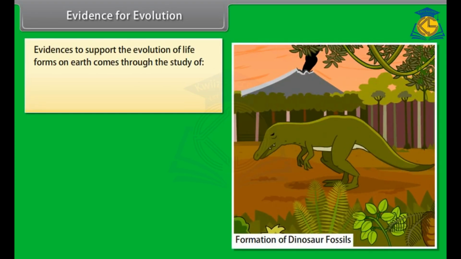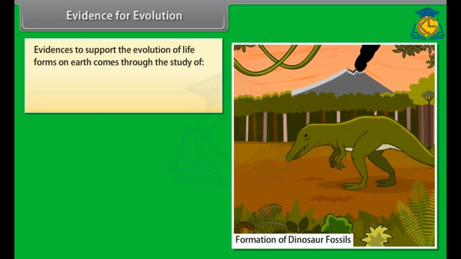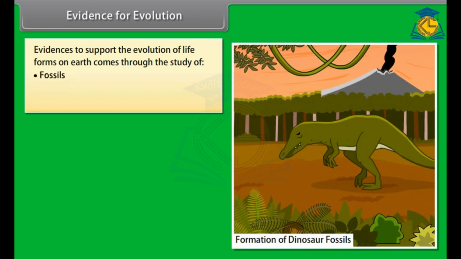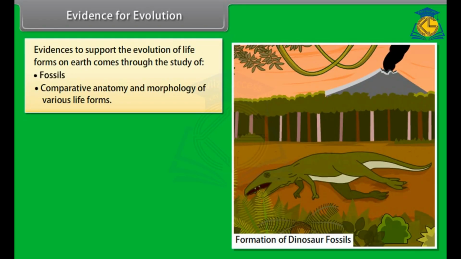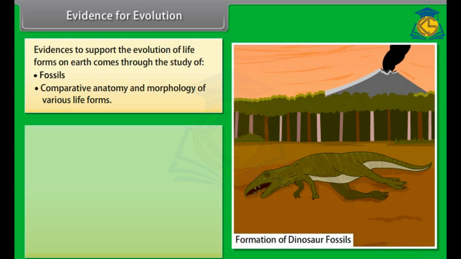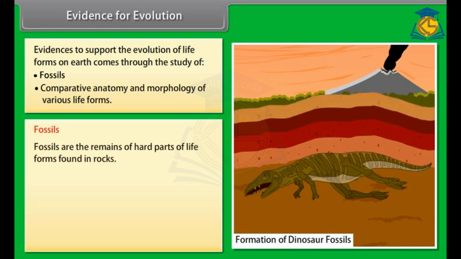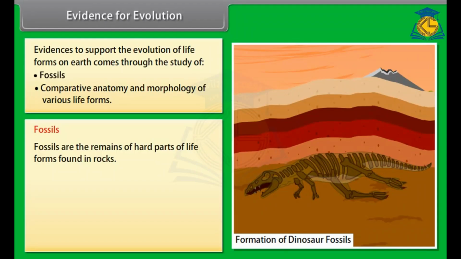Evidence for evolution. Evidences to support the evolution of life forms on Earth come through the study of fossils, comparative anatomy and morphology of various life forms. Fossils. Fossils are the remains of hard parts of life forms found in rocks.